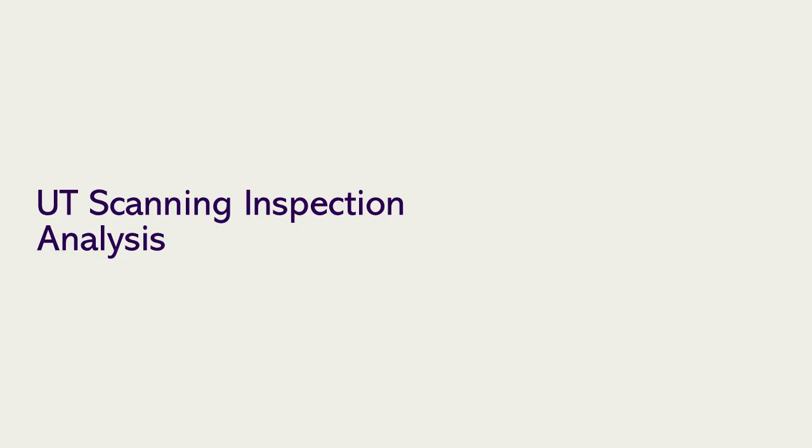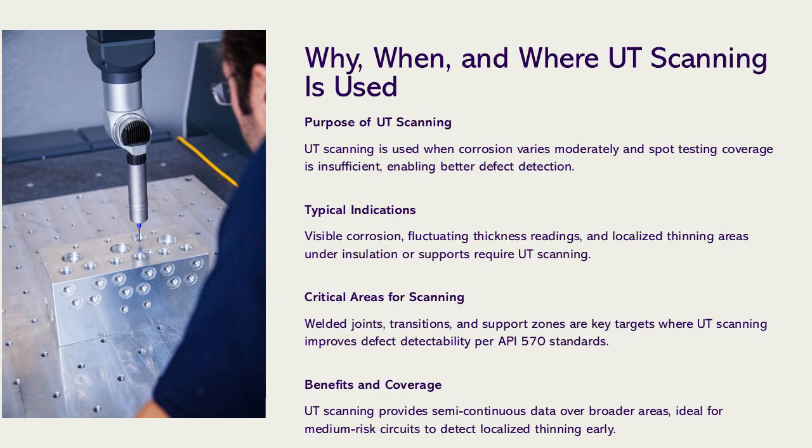Why, when, and where UT scanning is used, and how UT scanning is performed. UT scanning is employed when corrosion morphology displays moderate variability and spot UT lacks sufficient coverage. Typical indications for UT scanning include visible corrosion, fluctuating historical thickness readings, and environments known for localized thinning, such as under insulation or beneath pipe supports.